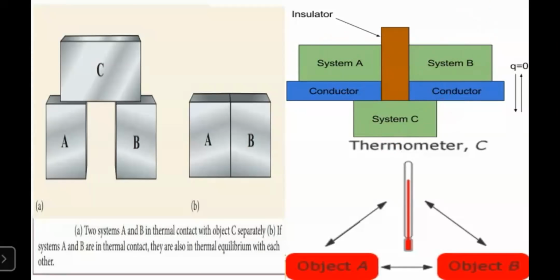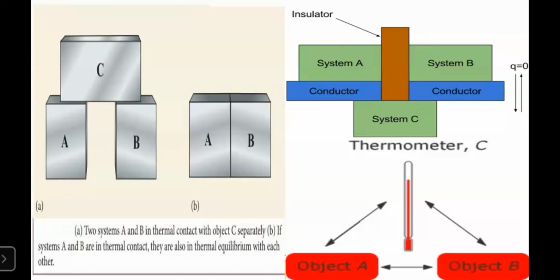So what the zeroth law explains here is, if the system C is in thermal equilibrium with the system A and also with the system B, with a separate barrier between A and B, then you can say A and B will be in thermal equilibrium with each other. So what is actually thermal equilibrium? After a certain time, both the systems A and B will reach the same temperature, correct? So both will reach the same temperature.